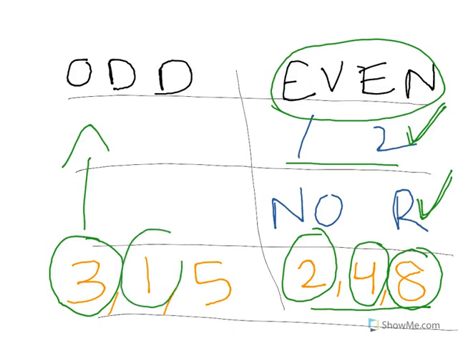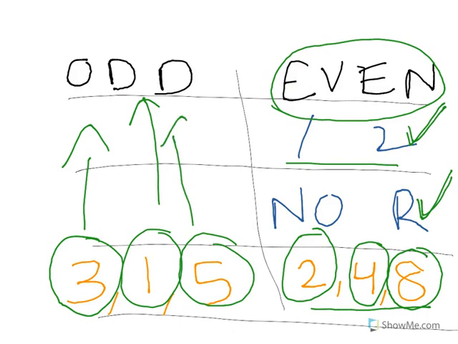Okay, 1 divided by 2, you will get 0.5. So that is a remainder, that's not a whole number, 0.5. So that's an odd number. 5 divided by 2, you will get 2 point something. So 2 is a whole number, but then you get point something, another number. So that is a remainder, okay? So that means 5 is an odd number.